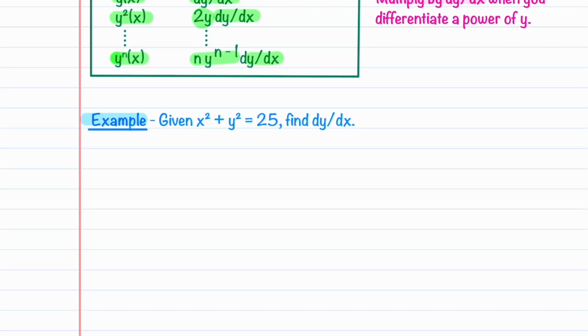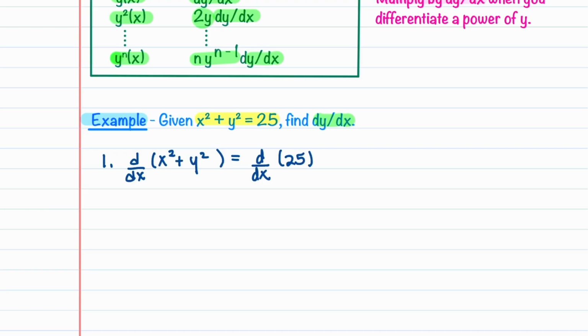Let's now walk through an example so that you can see how the 3 steps that I've outlined above actually work in practice. We are given the equation x squared plus y squared is equal to 25. That's just a circle centered at the origin with radius 5. And we want to find dy dx. The first step is to take the derivative with respect to x of both sides of our equation. So we're going to take d dx of x squared plus y squared, that's the left side, is equal to the derivative with respect to x of the right side, which is 25.